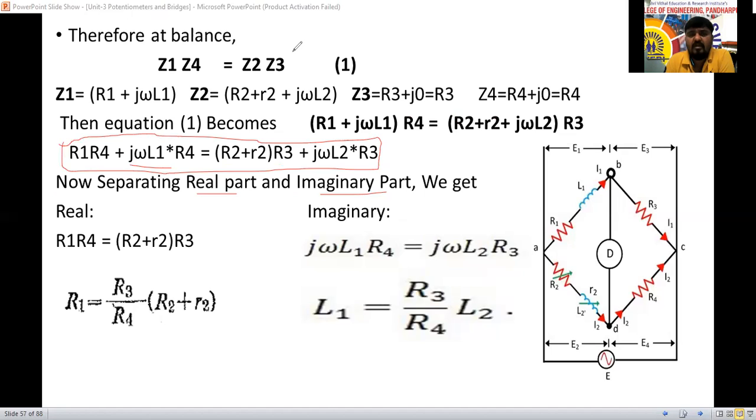So can anyone tell me? First we will do the real term part separately. What are the real parts here? R1, R4 is the real part. Yes, sir. So R1, R4 is one real part here. Next, j omega L1, R4 is the imaginary part. No. Next, R2 into R3.